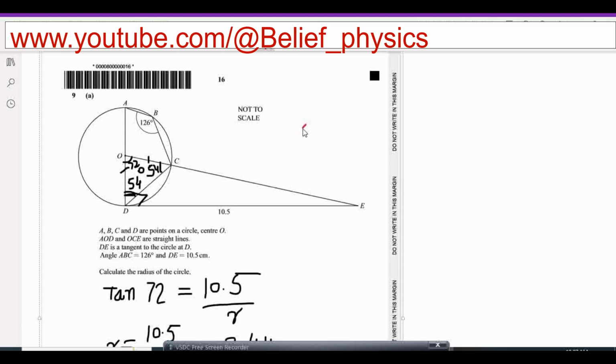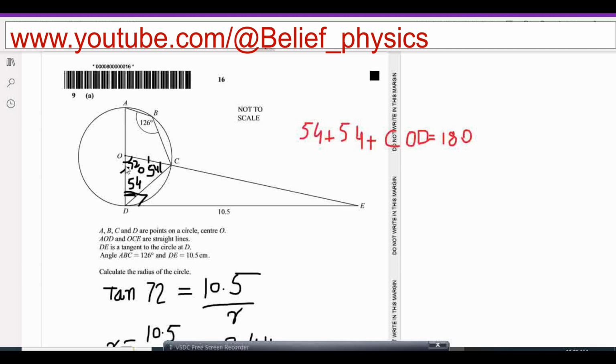So we write 54 plus 54, 108, plus this angle COD is equal to 180. When we simplify it, 180 minus 108 is 72. So this angle comes out to be 72.